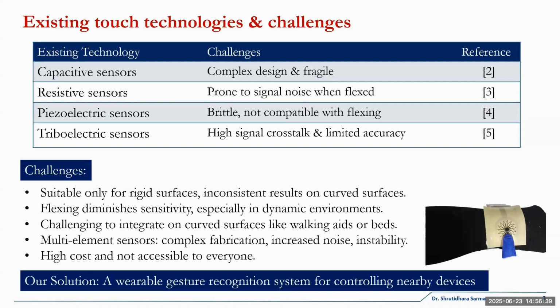Also, in most of the work that we come across, we see only one or two sensors being used. People do that so that they can minimize the fabrication cost, reduce the noise, and minimize the complexity in wiring. But if you use multi-element sensing arrays, you can have high spatial resolution, if you can somehow overcome the noise and reduce the fabrication complexity.